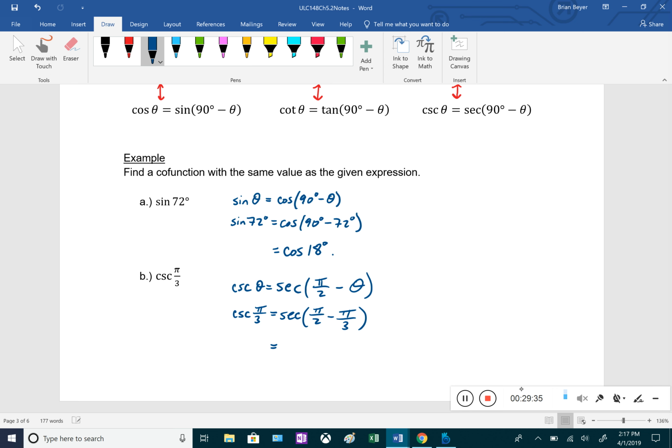And we simplify that right-hand side. Pi over 2 minus pi over 3, you would have to get common denominators, and it would simplify to pi over 6. So cosecant of pi over 3 is the same as secant of pi over 6. Okay, so that is the definition of cofunction, and that is it for this section.